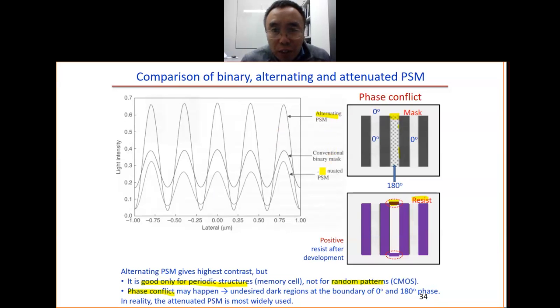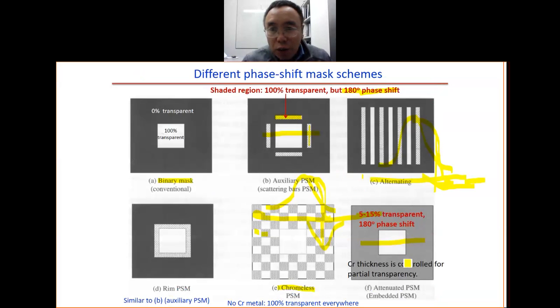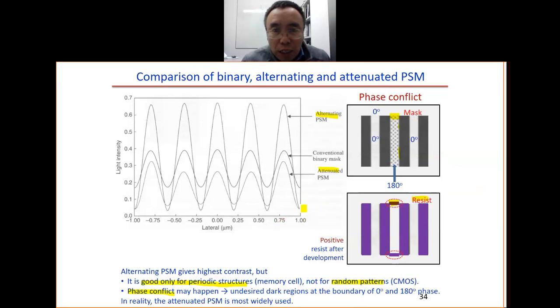For the attenuated phase shift mask, which corresponds to this case, you can see the contrast is this curve. The contrast is this one, which is higher than this one. This one is the conventional mask. Sorry, there is no phase shift. This is the conventional binary mask, which, you can see, is not as good as the attenuated phase shift mask.